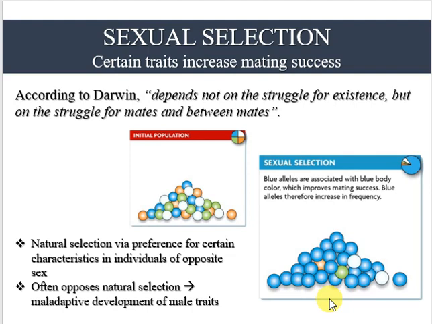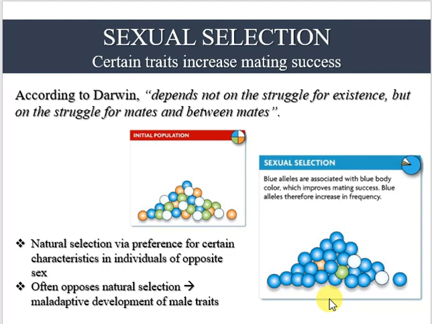Now this will arise from differences in mating success, where individuals of one sex have preference for certain characteristics in individuals of the other sex. So it occurs when certain traits increase mating success. And there has been some discussion in the past as to whether distinguishing between sexual selection and natural selection is even worth it, if there's any worth to that discussion.